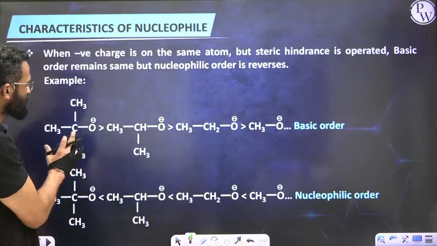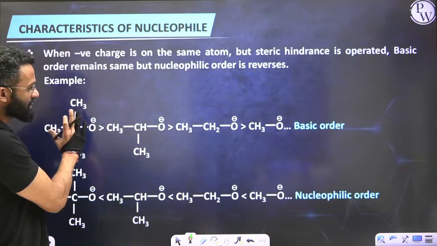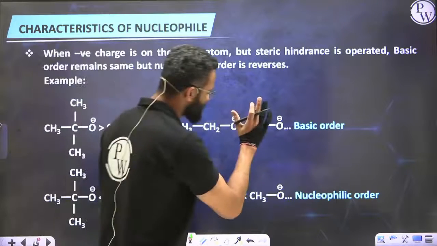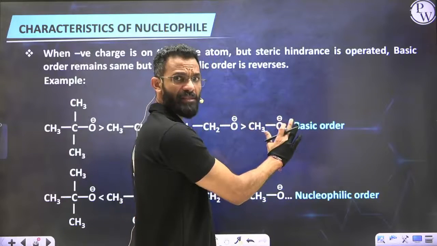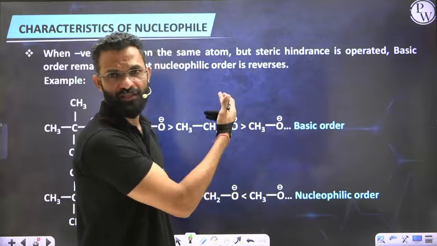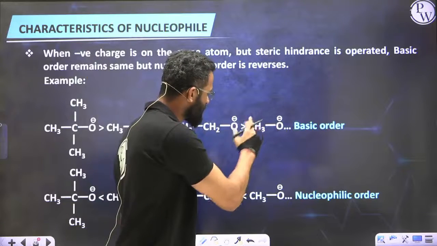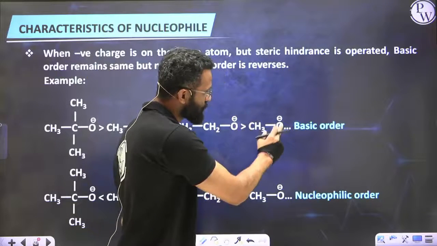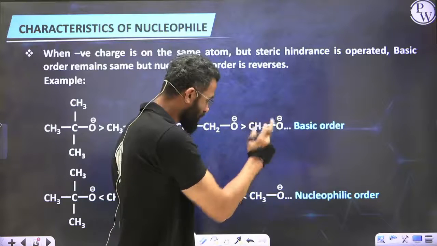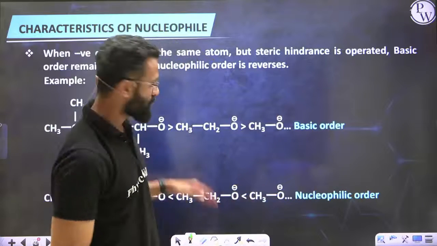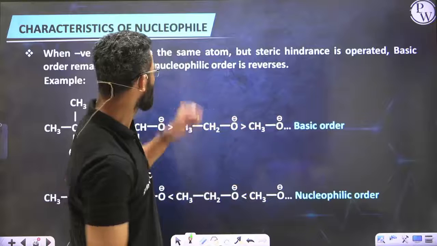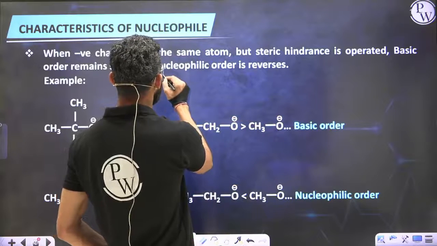So tertiary butoxide is the strongest base and methoxide is the weakest base. This is the basic order. You can check with the logic that we have applied. So if this is the weakest base, then it is going to be the strongest nucleophile. Because whatever the basic order is, the nucleophilic order is going to be the reverse.